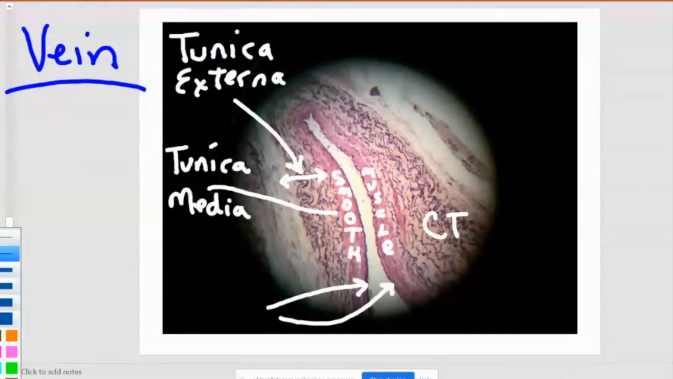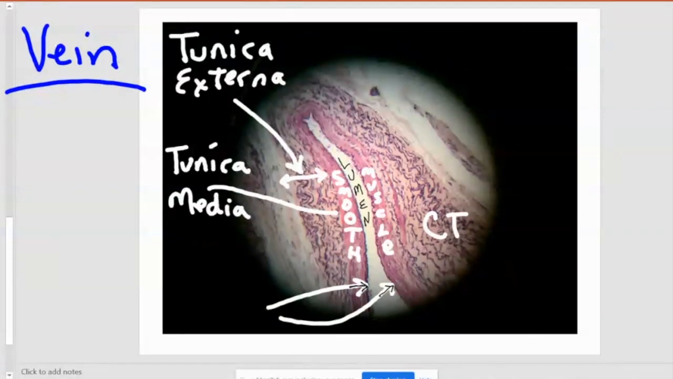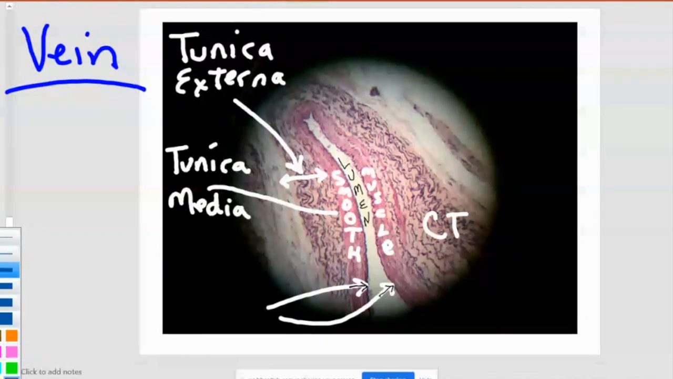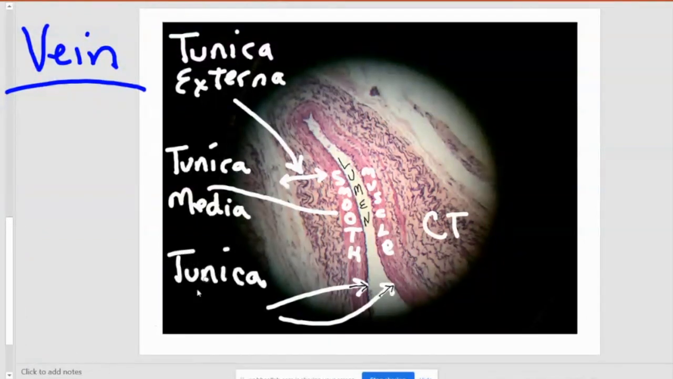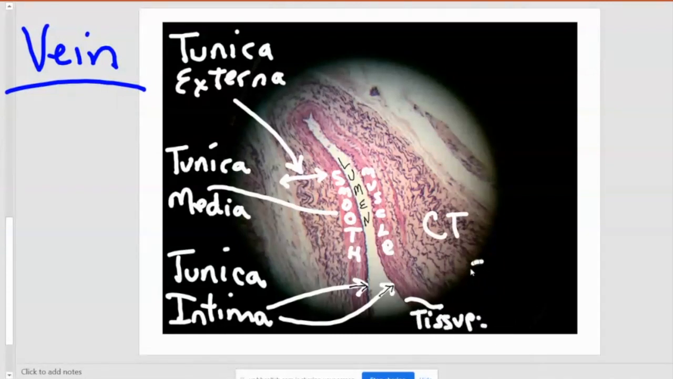I like to put this here too. Lining the lumen. And that's our tunica intima. And who can remind me what tissue is seen there? Simple squamous epithelium.